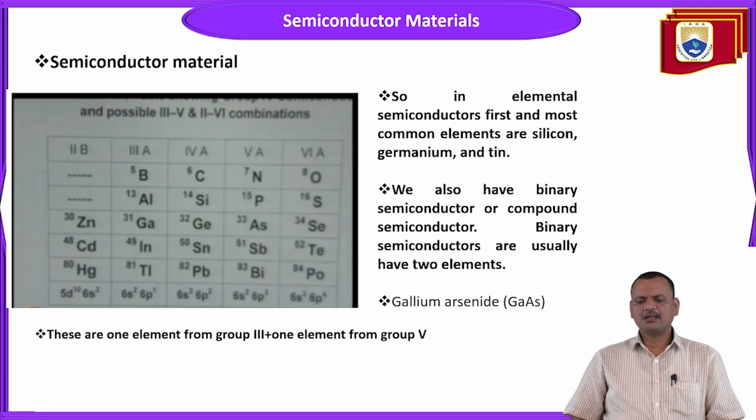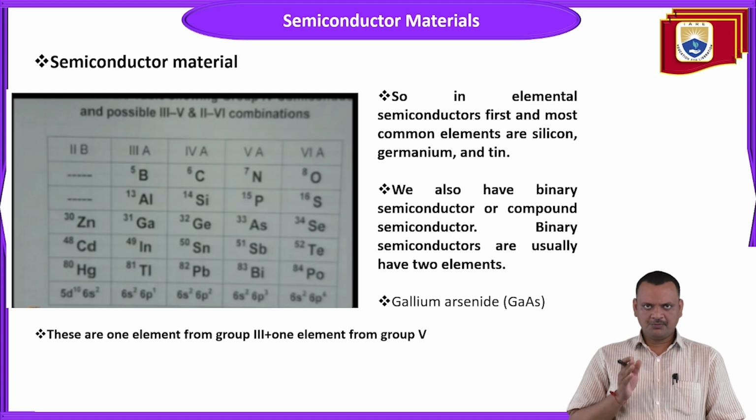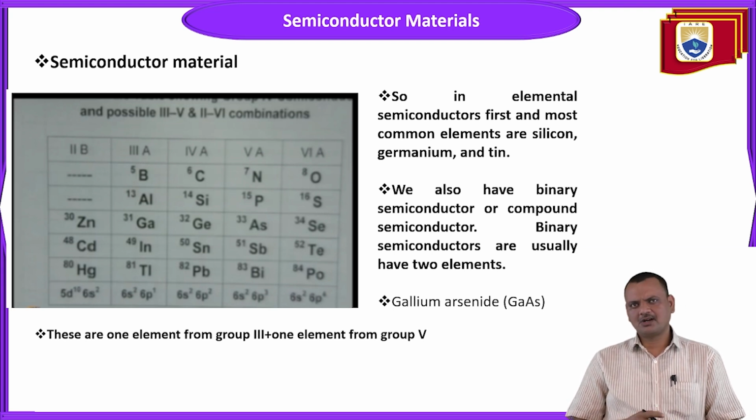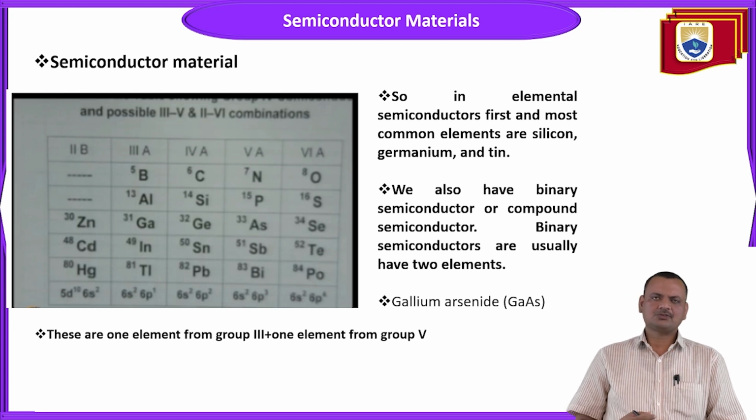So in elemental semiconductors, the first and most common elements are silicon, germanium, and tin. In group four, not the entire group. If you take carbon, carbon is not a semiconductor. But silicon, germanium, and tin have the semiconducting property. So the most well-known semiconductors are silicon, germanium, and tin.